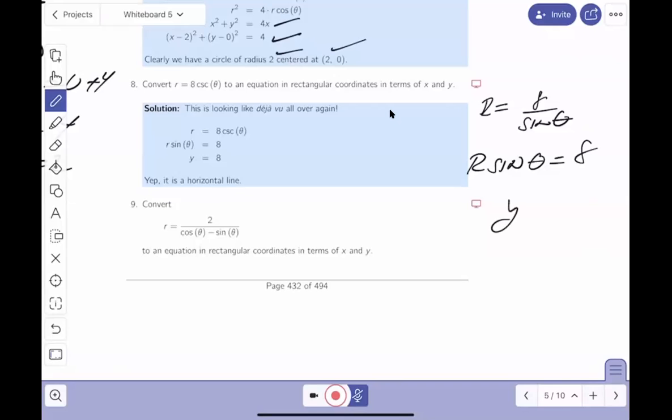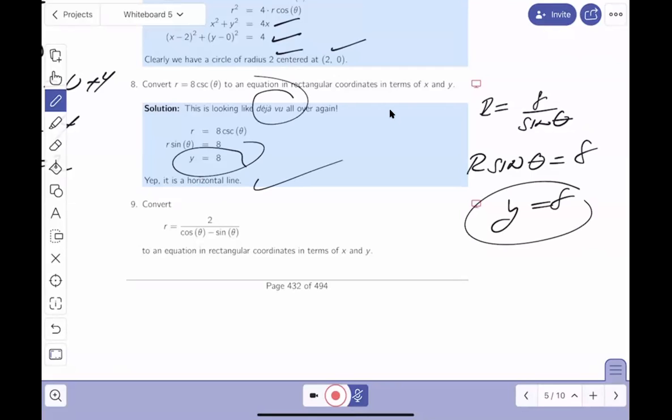What's r sine theta? It's y. So y equals 8. All right, what is it? Horizontal line.